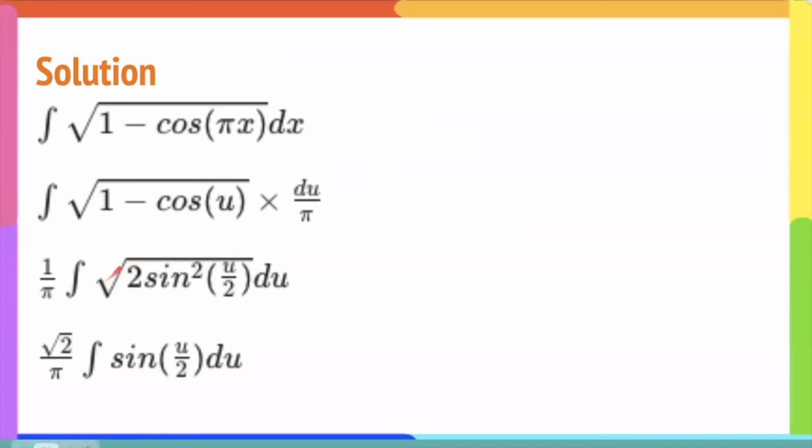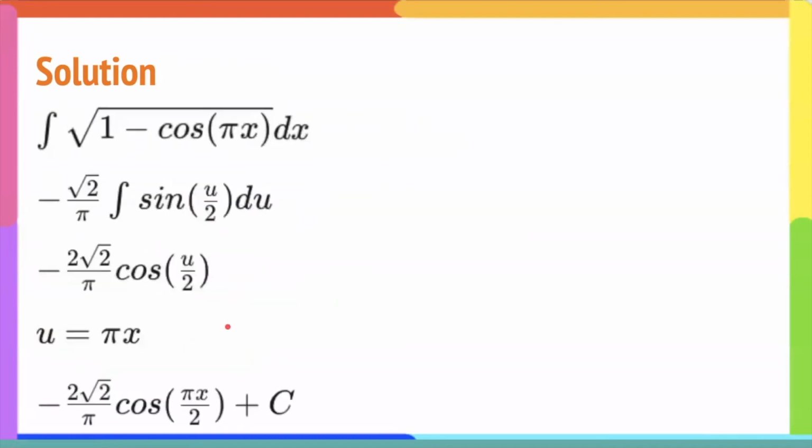And then the square root of 2, we can just move that constant out of the integral. So we're left with the integral of sine of u over 2 du. And using u substitution, if you set v equal to u over 2, you can get that this is equal to negative 2 times cosine of u over 2. All right, and then now undoing the substitution, so u is equal to pi x, we get that this is our final answer, negative 2 square root of 2 over pi cosine of pi x over 2 plus c.